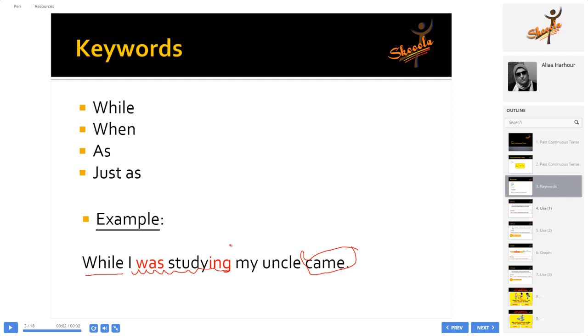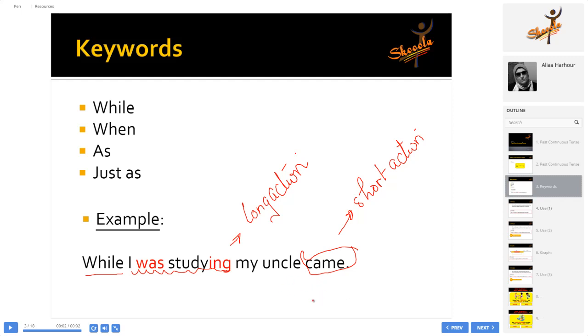There is a long action and another short action. Where is the long action? I was studying or my uncle came? The long action is I was studying. We call it the long action. Where is the short action? My uncle came. This is the short action. What happened here? The short action cuts the long action.